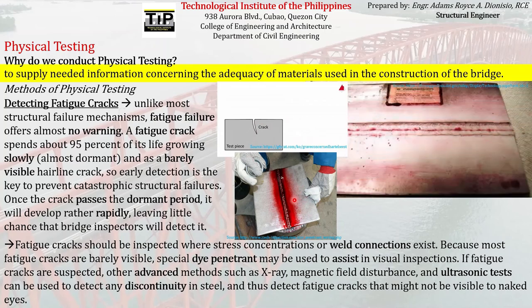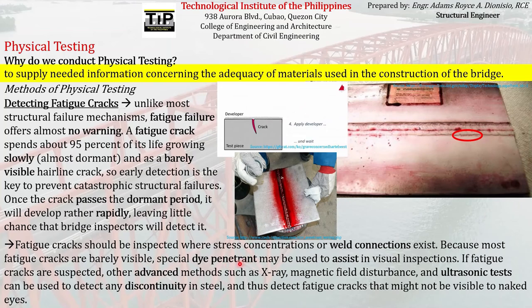So one example of an actual result of a dye penetrant test is this. You can see here, in a small portion, a very thin hairline crack that indicates that a crack already occurred on this particular part of the welded connection that we have here. So that is one way to detect cracks or fatigue cracks by the use of dye penetrant tests.